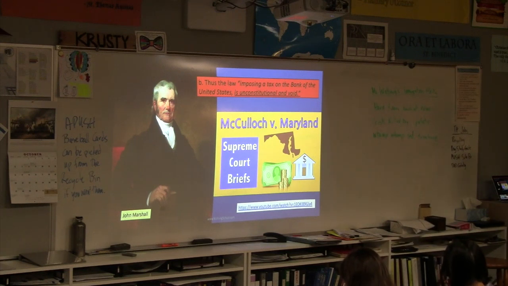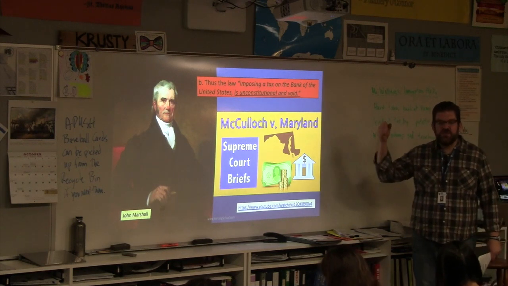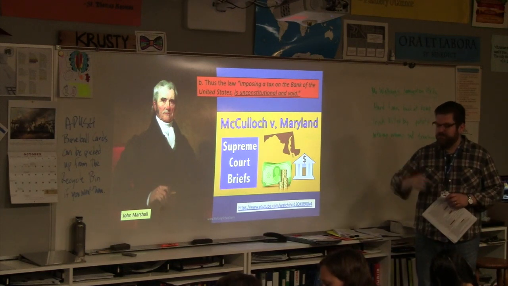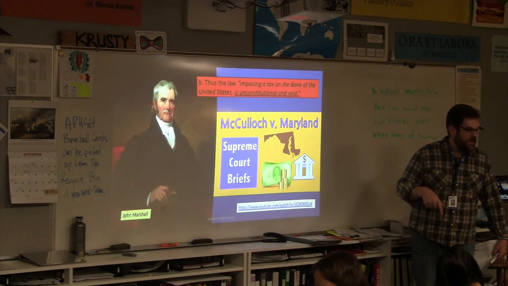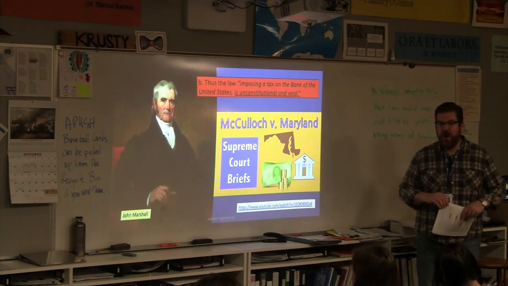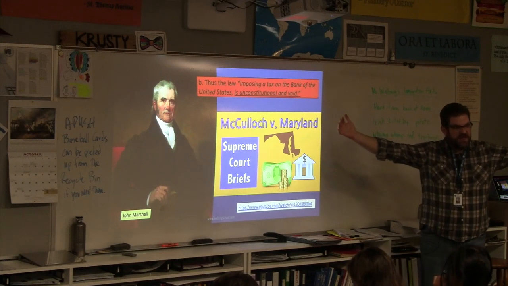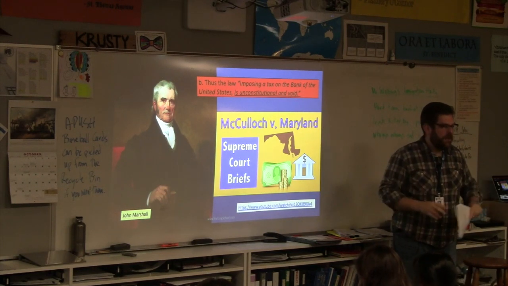Here's why we study McCulloch versus Maryland. It's not really about banking policy. The reason that we study McCulloch versus Maryland is because it is one of the early, strong standouts. Stake your post in the ground. The federal government has authority. The necessary and proper clause is broad and wide. And unless something is improper, it's probably going to be allowed.